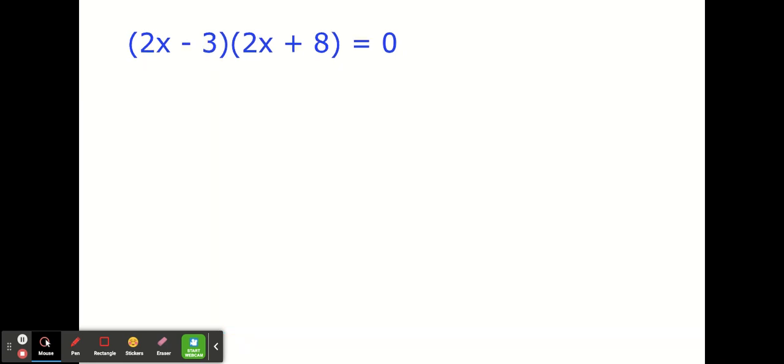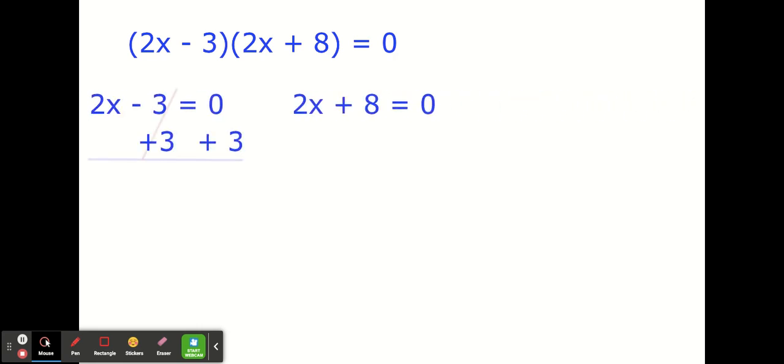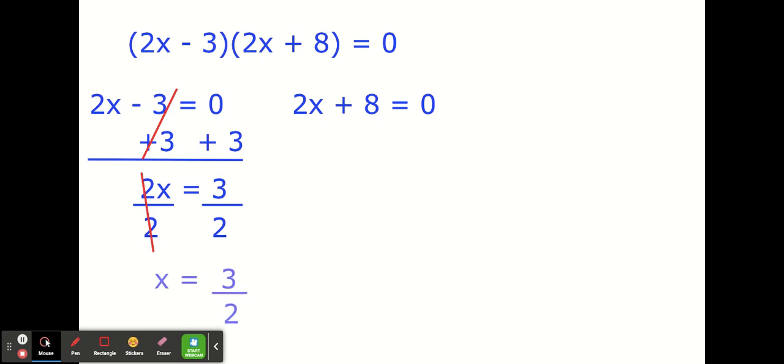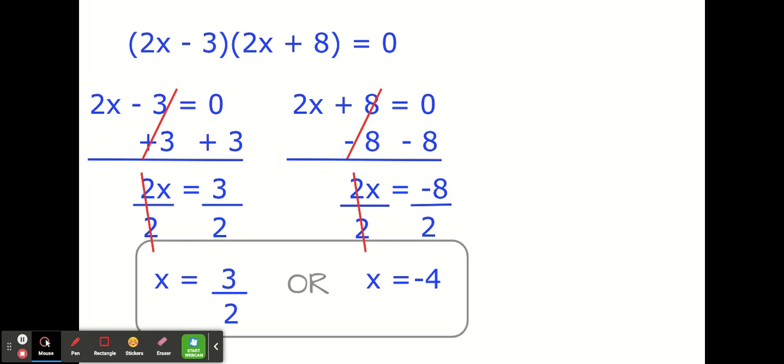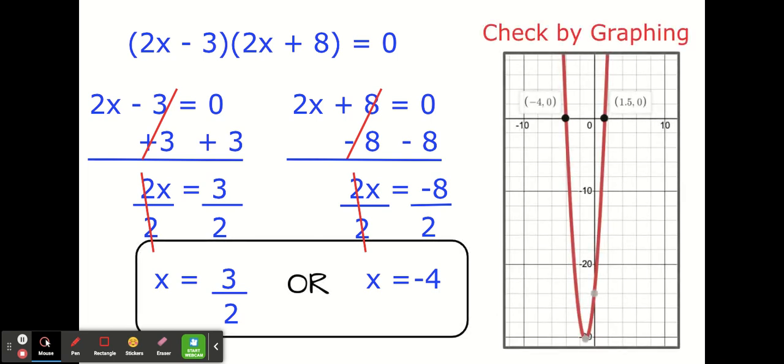Once again, we can set these equal to 0, 2x minus 3 equals 0, and 2x plus 8 equals 0. Add 3 to both sides, we get 2x equals 3. Divide both sides by 2, we get x equals 3/2. Subtract 8 from both sides, we get 2x equals negative 8. Divide both sides by 2, we get x equals negative 4. These are our two solutions. Once again, we can check graphically, and we get negative 4 and 1.5. 1.5 is the same as 3/2.